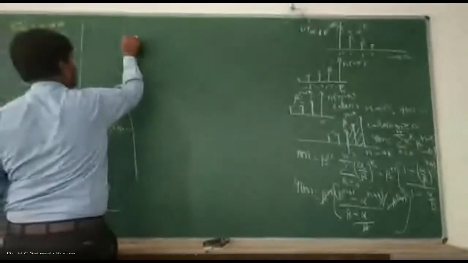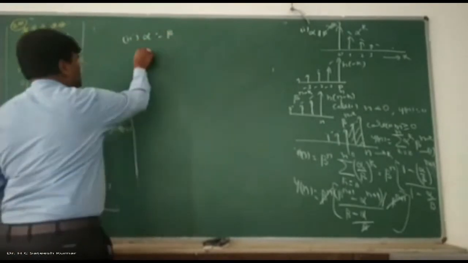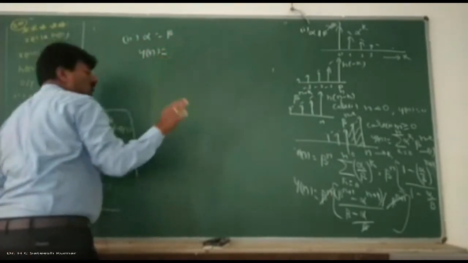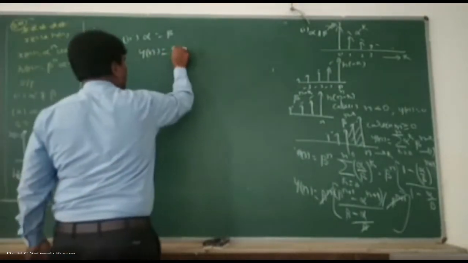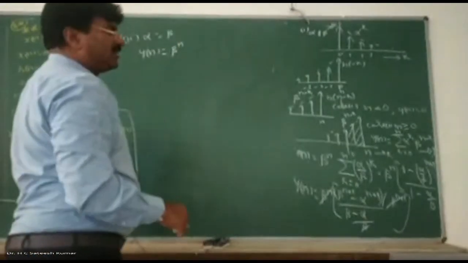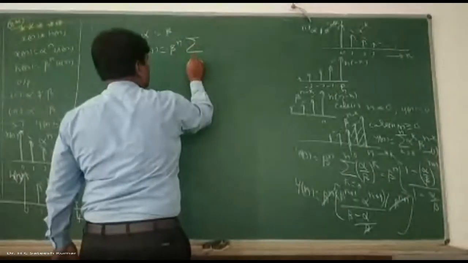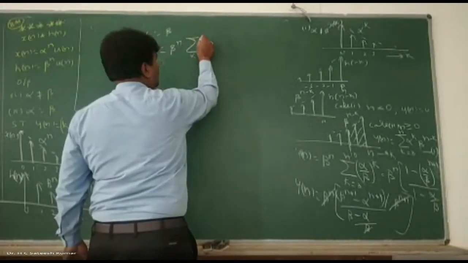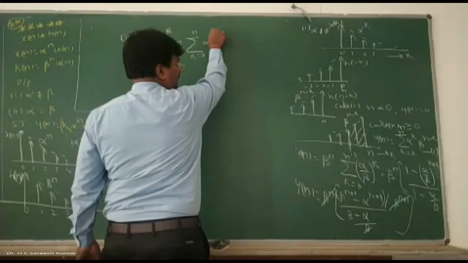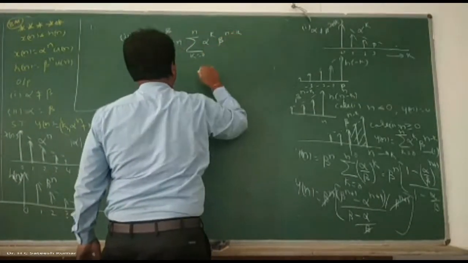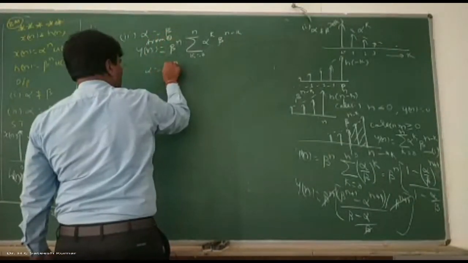Second part, when alpha is equal to beta, what is your y of n? Same equation, same diagram, don't do it separately. Okay, right. Consider that equation, beta to the power of n into, what is that, you can write it, summation k varies from 0 to n, alpha to the power of k, beta to the power of n minus k, I have taken from 1. Now, when alpha is equal to beta, what will happen?